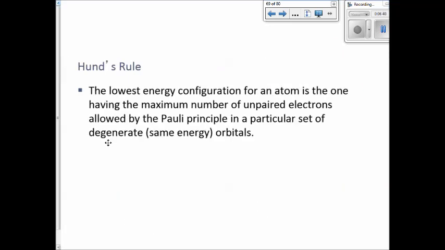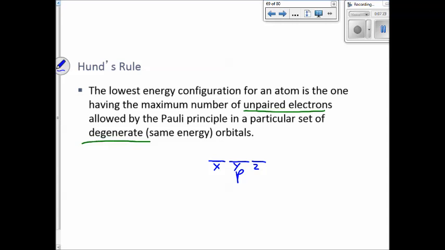So Hund's rule. Lowest energy configuration for an atom is one having maximum number of unpaired electrons in the degenerate orbitals. What does degenerate orbitals mean? That means it's a p, d, or f, because it has multiple orbitals in the level. So a p, d, or f is going to be degenerate, because a p has 3 orbitals. Remember, one's on the x plane, one's on the y plane, one's on the z plane. So because it has 3 orbitals in there, we say it's degenerate. The only ones that don't have the degenerate label are s's, of course, because they only have the 1 orbital in there. So you're going to put 1 at a time first, unpaired.